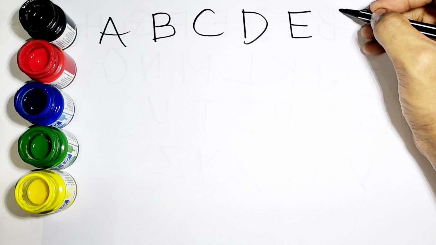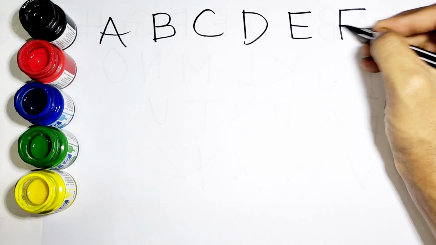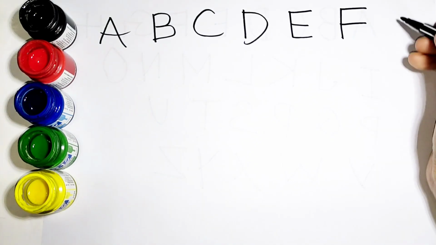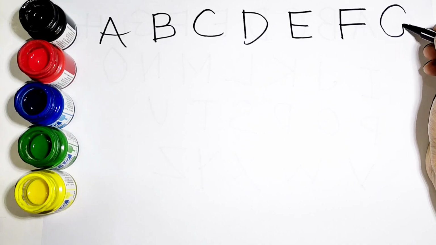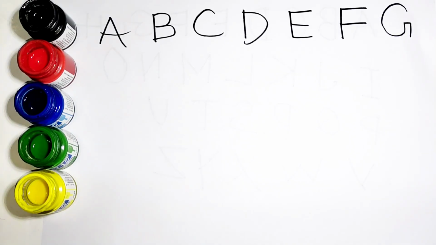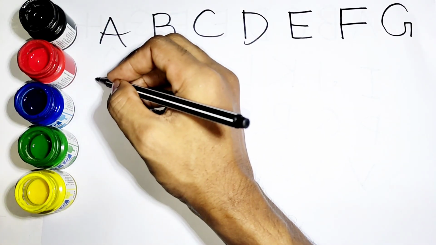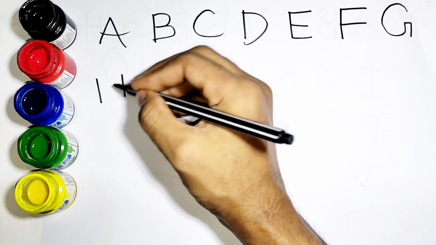The next one is F. F for fish, F for fan. The next one is G. G for goat. And the next one is H. H for hand.